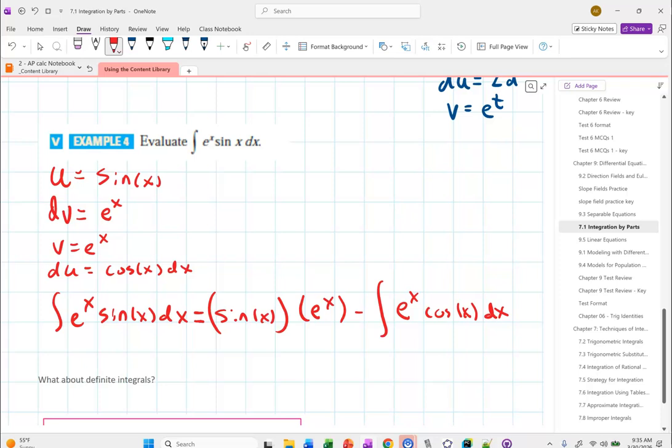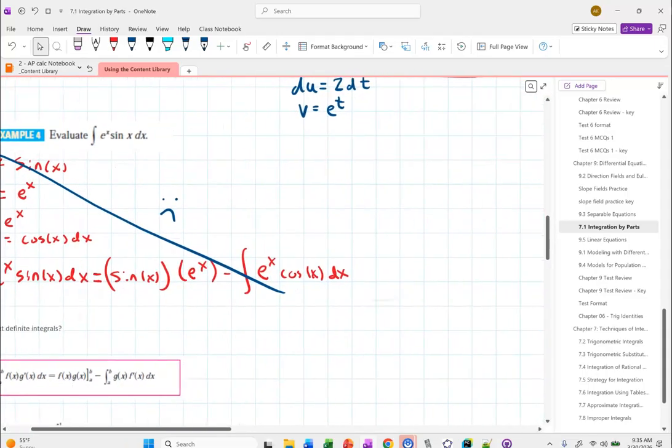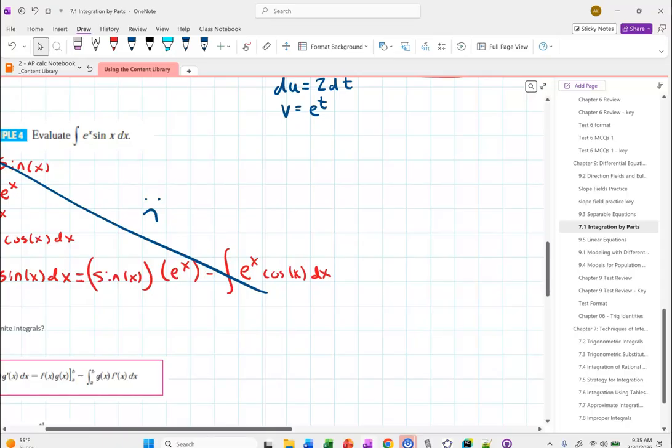This looks like I'm going to end up in a loop here, right? Because if I do this again, I'll end up back with the thing that I started, and I don't like the way this is heading, right? So I think we made a bad choice. That happens. Sometimes you just don't pick the right u and v.